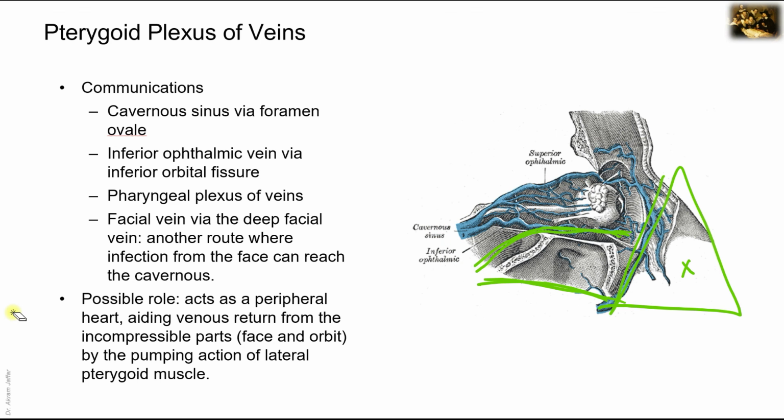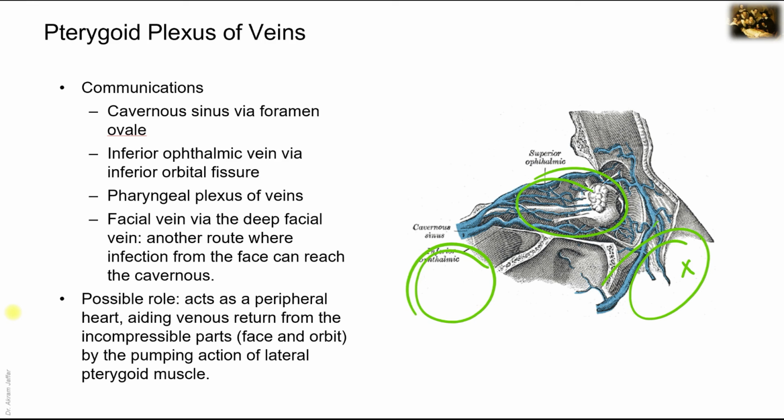This pterygoid venous plexus, with its communication, actually might act as a peripheral heart, aiding in the venous return from the incompressible parts, from the orbit, from the face, because as we said the plexus is located in and around the lateral pterygoid muscle. So when the lateral pterygoid muscle contracts as the mandible moves, like for example, not only in chewing but in yawning as well, this results in a pumping action by the lateral pterygoid muscle on the pterygoid venous plexus.